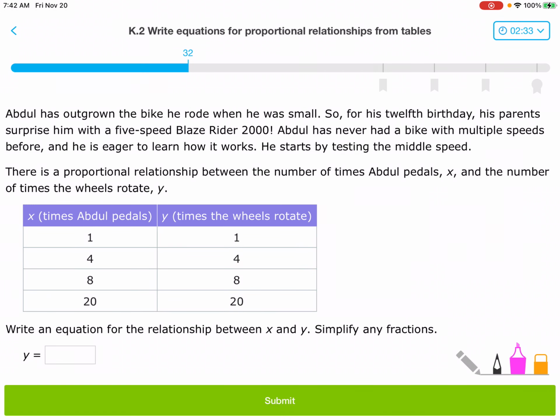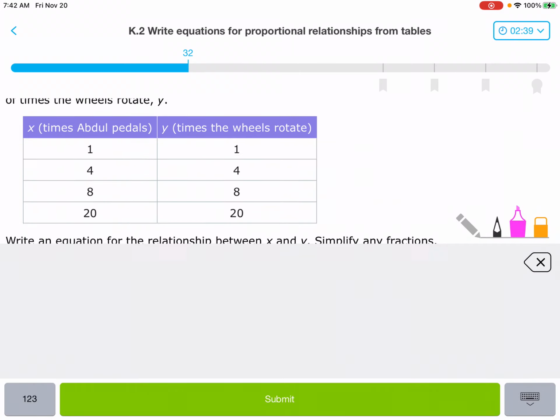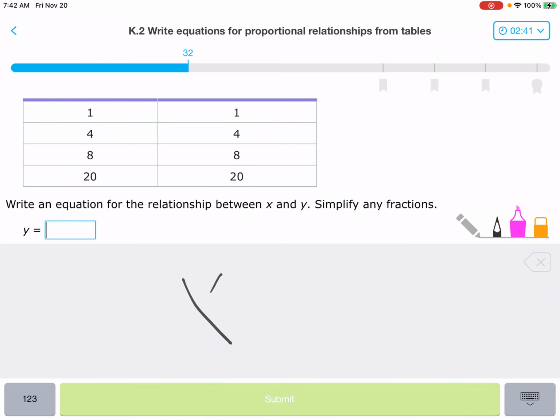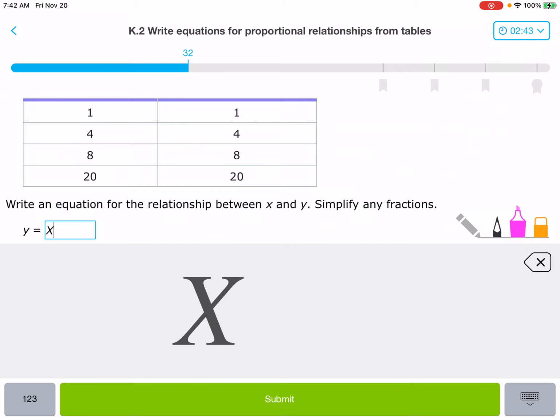This one's a pretty easy one. We have 1 divided by 1, or 4 divided by 4. Hopefully you're saying, oh, those are all 1, which means all of my y values will equal all of my x values.